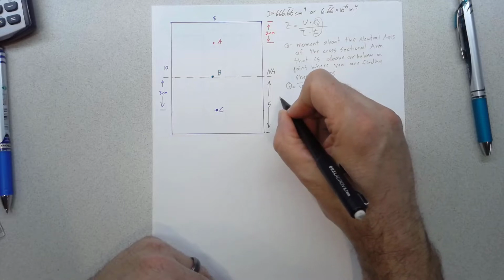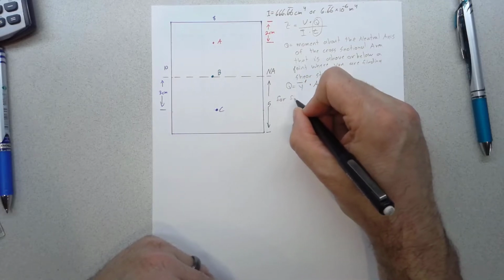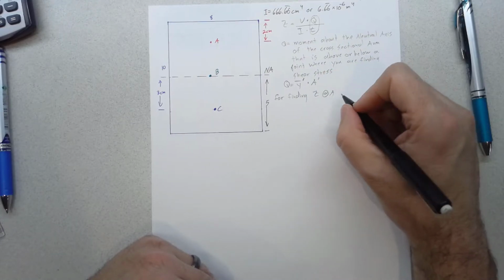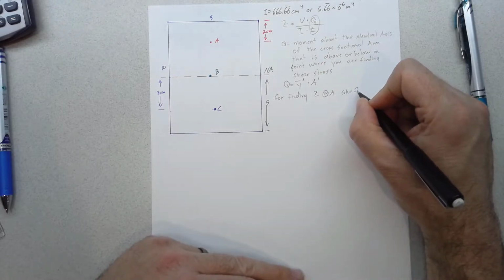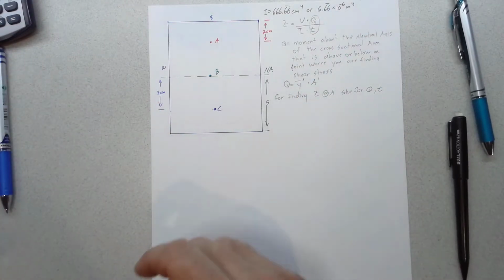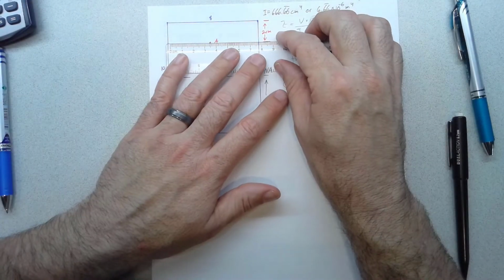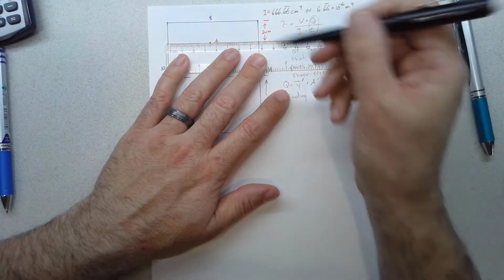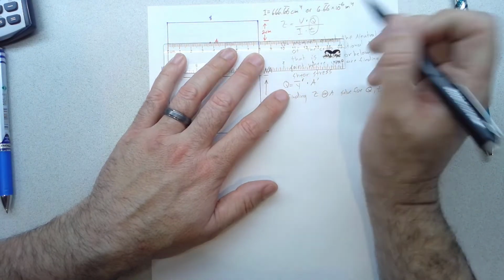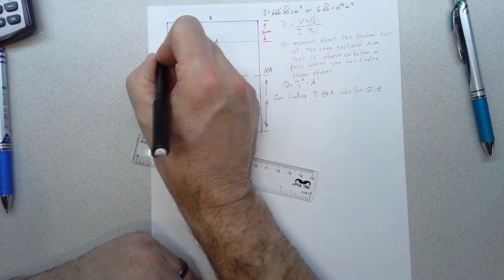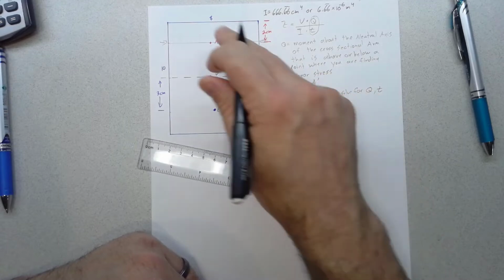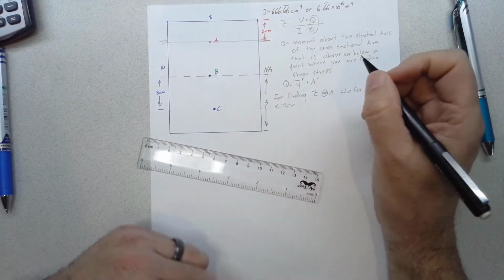So let's say for finding shear stress at A, solve for Q and T. T is the easiest one. T is the width of the cross section at the point you're curious about. So I'm going to draw in here a plane that runs through A, parallel to our neutral axis. So T is just the thickness of that cross section. So in this case, T is really easy. T is equal to 8 centimeters. Okay, now let's look at Q.